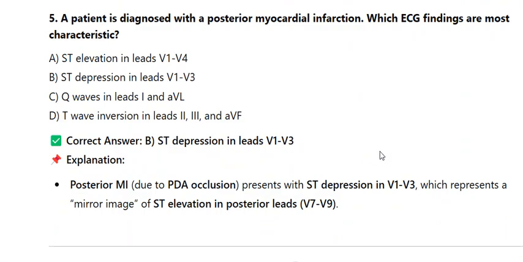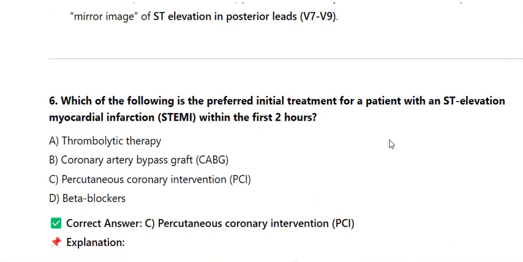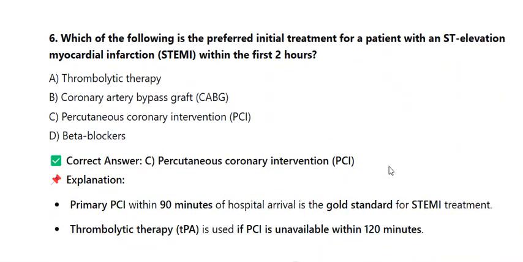6. Which of the following is the preferred initial treatment for a patient with an ST elevation myocardial infarction, STEMI, within the first 2 hours? A. Thrombolytic therapy. B. Coronary artery bypass graft. C. Percutaneous coronary intervention. D. Beta blockers. Correct answer C. Percutaneous coronary intervention. Explanation: primary PCI within 90 minutes of hospital arrival is the gold standard for STEMI treatment. Thrombolytic therapy, TPA, is used if PCI is unavailable within 120 minutes.